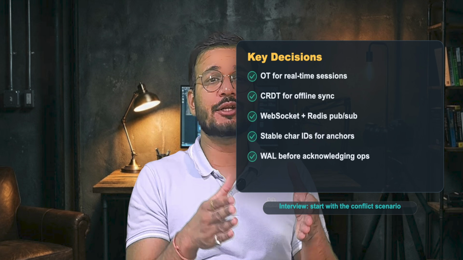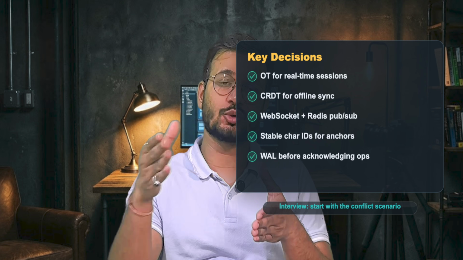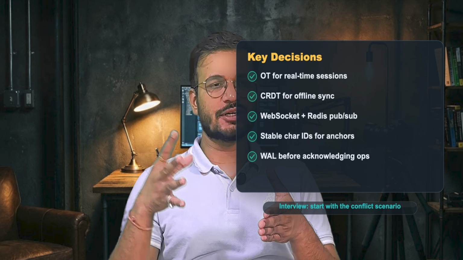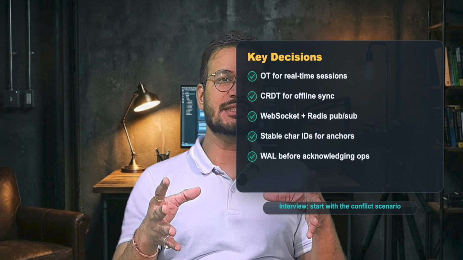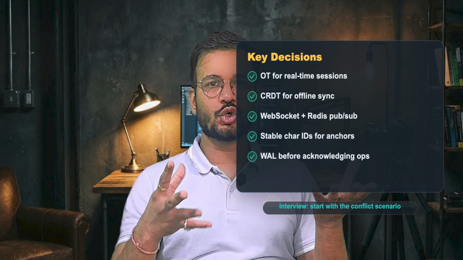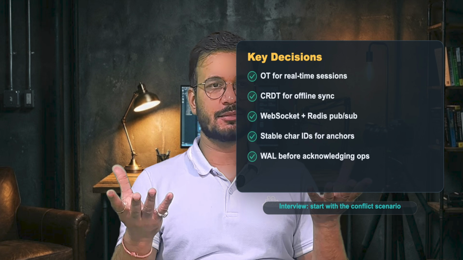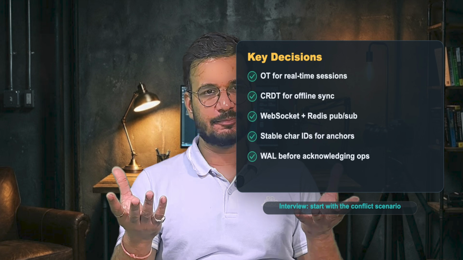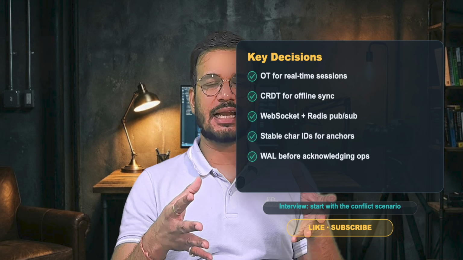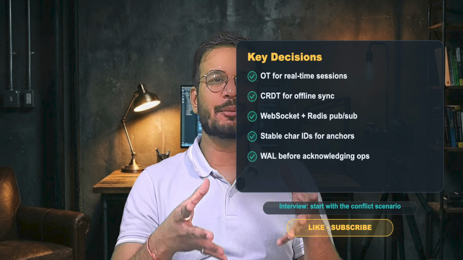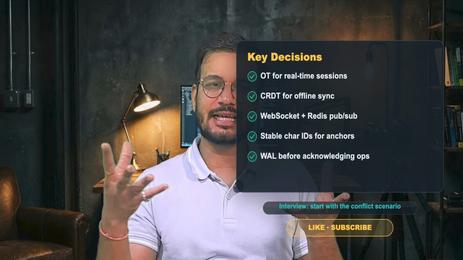Now, if you're walking into an interview and they ask you to design Google Docs, start with the conflict scenario. Draw two users editing the same document. Show what happens without OT. Then show how OT fixes it. The demonstration of understanding the core problem is what separates a good answer from a great one.